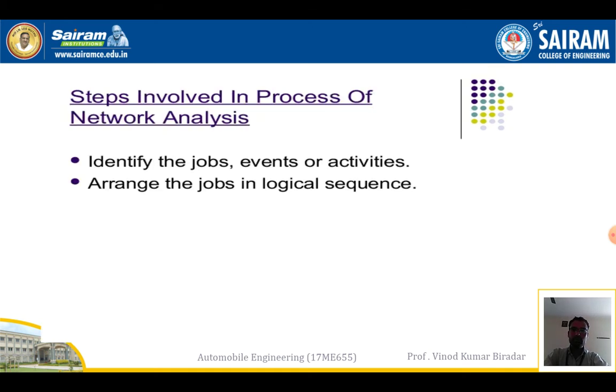What are the steps involved in the network analysis process? Here there are two steps. The first one is to identify the jobs, events or activities: which job we are doing, or which event, or which activity. The second one is to arrange the jobs in a logical sequence, so that it is a step by step procedure. These are the two steps to follow while solving problems of network analysis.